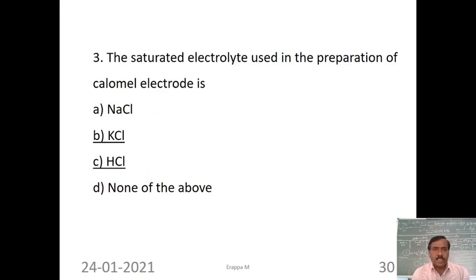Number 3, the saturated electrolyte used in the preparation of the calomel electrode. In the preparation of the calomel electrode, what is the electrolyte used? A is NaCl, B is KCl, C is HCl, and D is none of the above. For the calomel electrode, the answer is B, KCl solution.